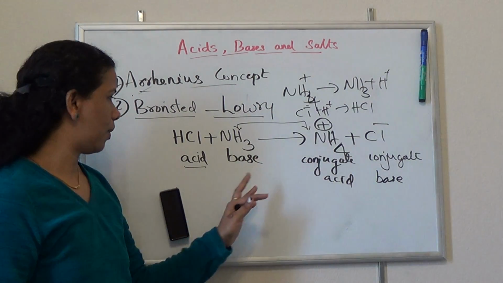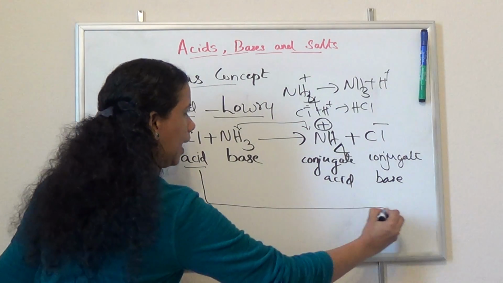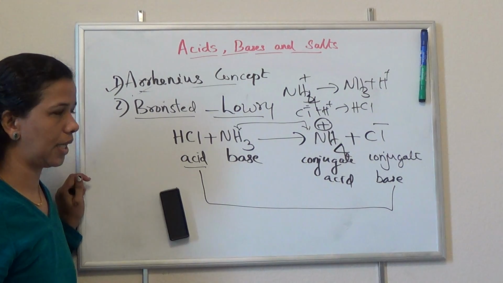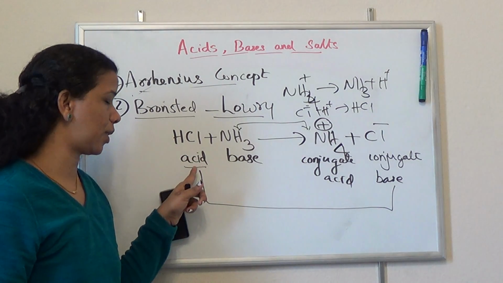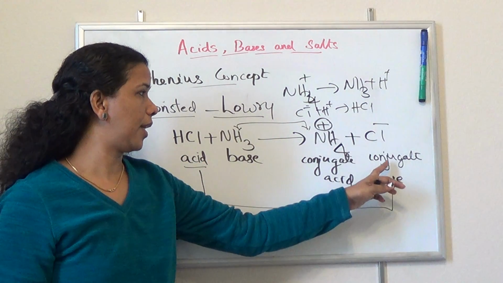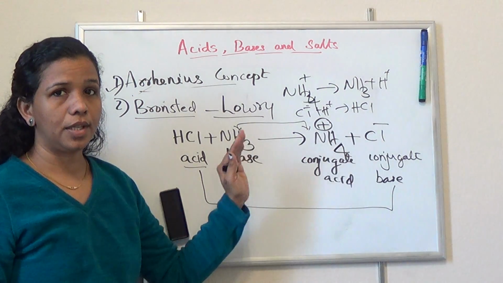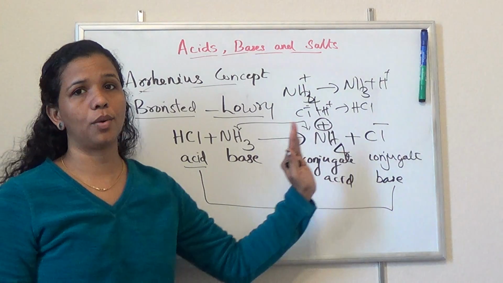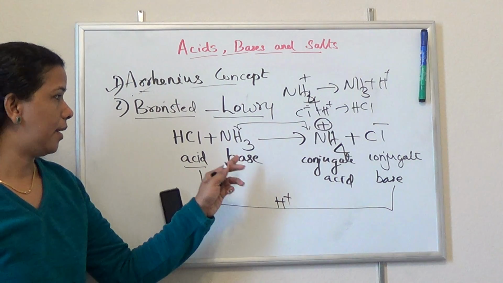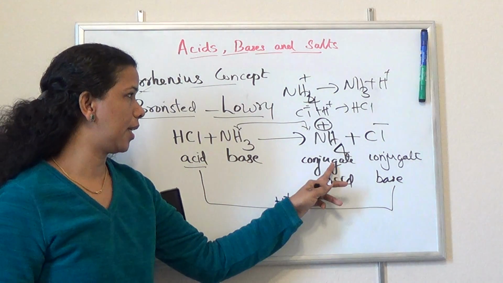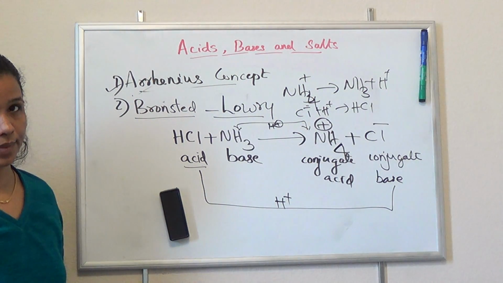So these are called conjugate acid-base pairs. HCl and Cl minus are conjugate acid-base pairs. If an acid is a strong acid, it can easily donate H+ and form a conjugate base. So the difference between an acid and its conjugate base is only an H+ ion, and the difference between a base and its conjugate acid is also an H+ ion. They differ in H+ ions.